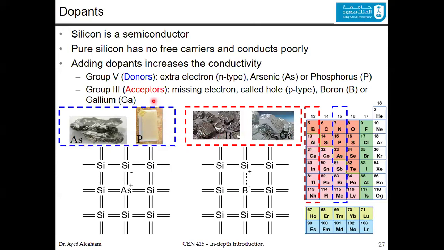Now, as we said, the donors have an extra electron. The extra electron is this electron that is very close to the silicon. So yes, the arsenic has a positive sign, but the free electron here is the one tied to the silicon. So you have the 4 bonds and you have a free electron. Similarly here, you have a missing electron, which is represented by the hole or the plus sign here, related to the silicon.